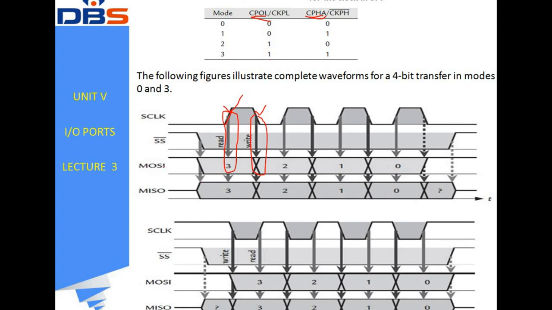And one more thing is MOSI, this is master out slave in, that means this is the master and this is the slave, and these are the data bits which we are going to transmit from the master to the slave, and these are transmitted bits and these are received bits.